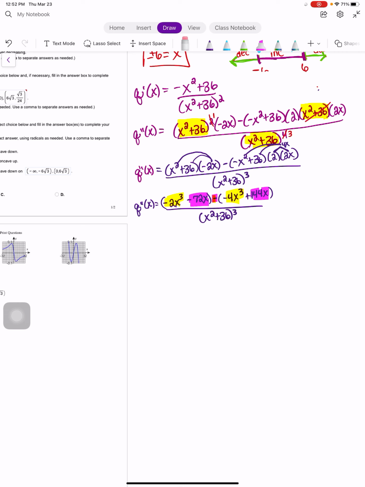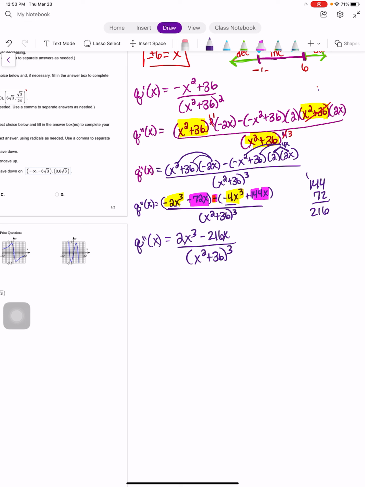All right, guys, so let's finish solving this thing. We need to combine like terms in our numerator. I have like terms highlighted. I have that negative 2x cubed minus a negative 4x cubed, and that will give us a positive 2x cubed. And then we have that negative 72 minus a positive 144. So both of those in short are negative, and I can combine those. And that gives me 216. So that would be a negative 216x divided by x squared plus 36 cubed.